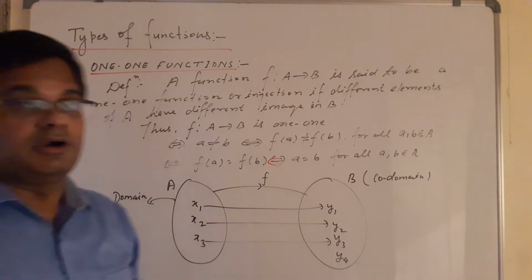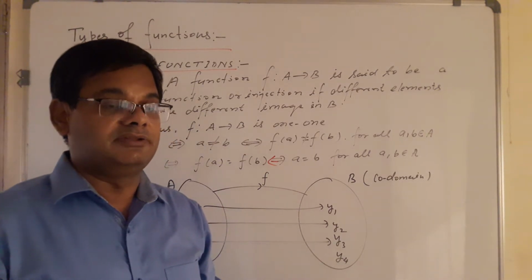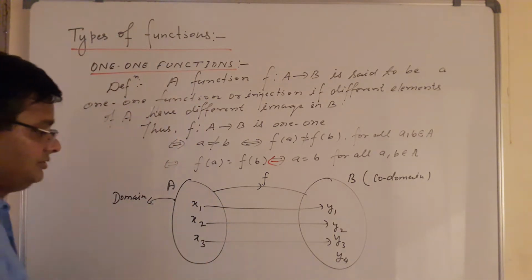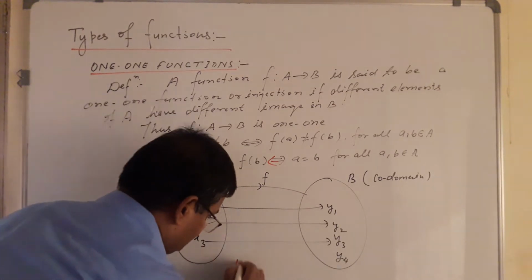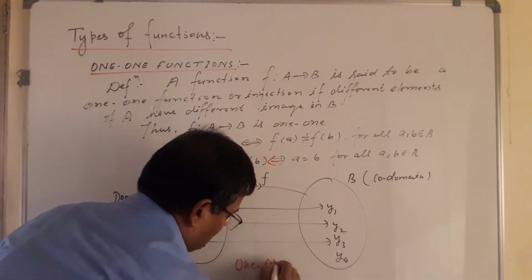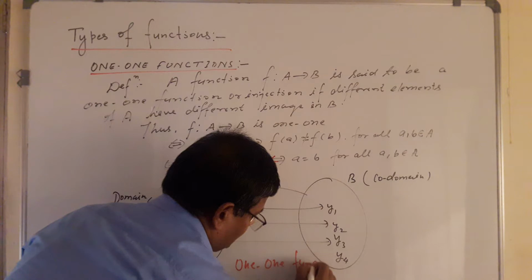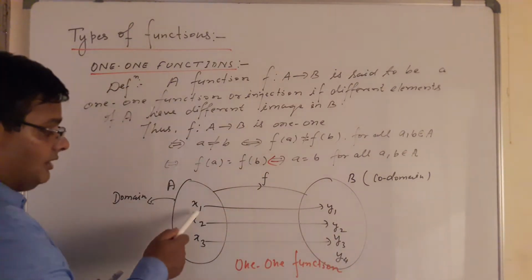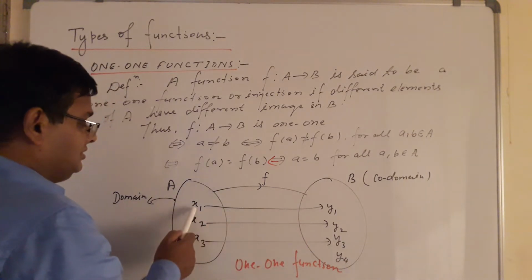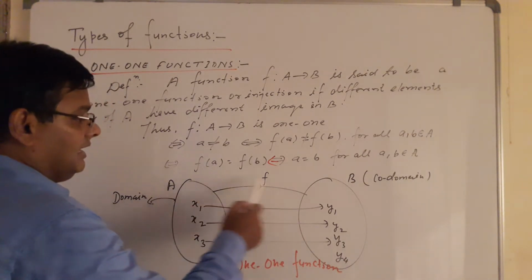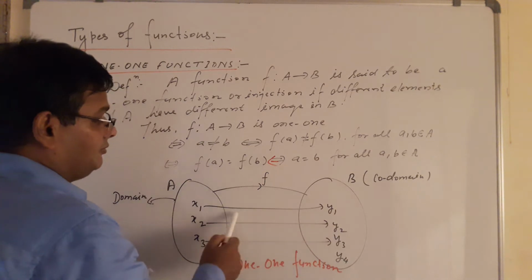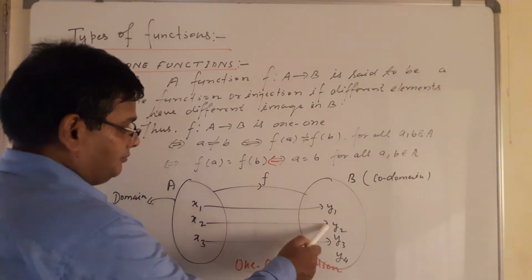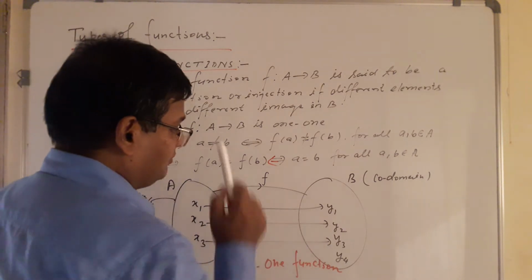If the function is not one-one, then we can say that it is a many-one function. So this is your one-one function. One-one correspondence is there. Each element of the domain has an image in set B, and only one image. See here, x1 image is y1, x2 image is y2, and x3 image is y3.